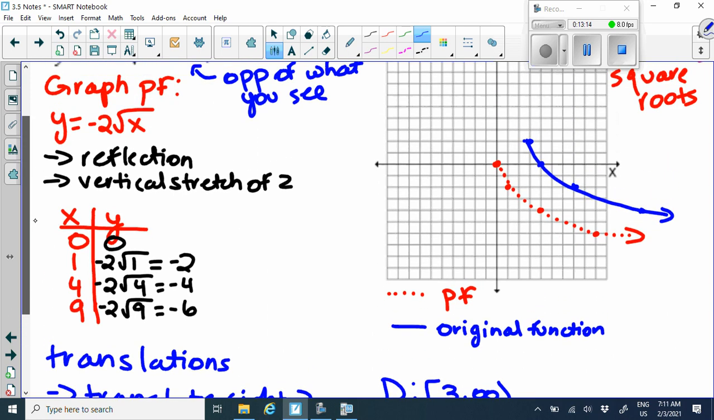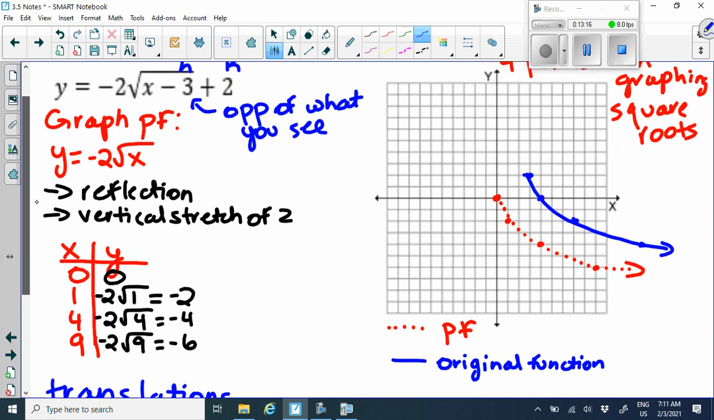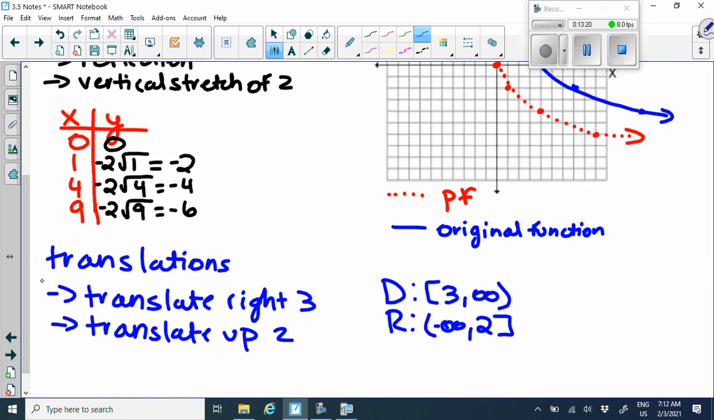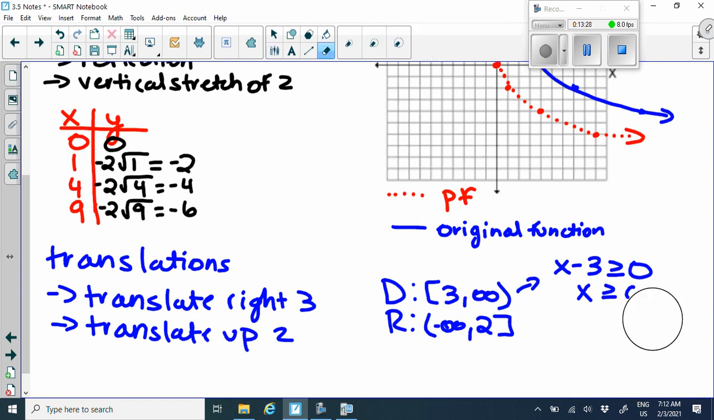Remember, we can also find the domain by setting what's underneath the square root greater than or equal to 0. So we talked about that, right? So we could do x minus 3 is greater than or equal to 0, move the 3 over to get x is greater than or equal to 3. So that's another way we can figure out our domain without looking at the graph.